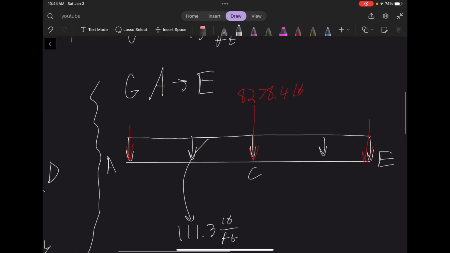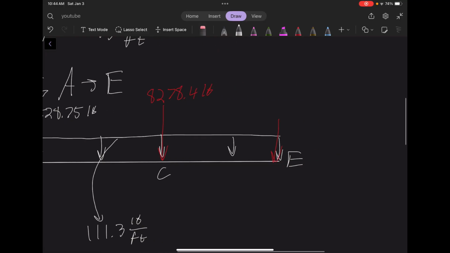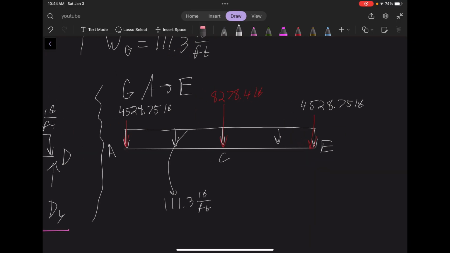Okay. So moving right along, we know that this is 4528.75 pounds, and this side is 4528.75 pounds. So again, add these three numbers and then multiply this by, this is going to be 12 plus 12, so this is 24 feet from here to here.